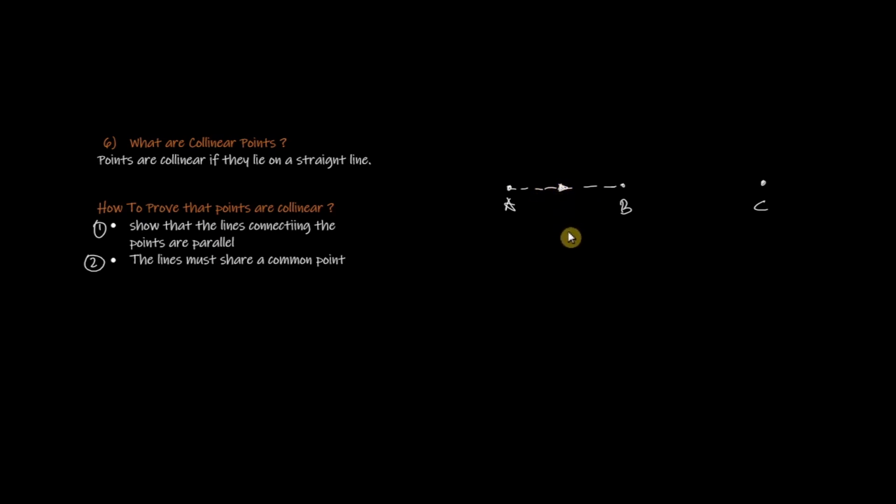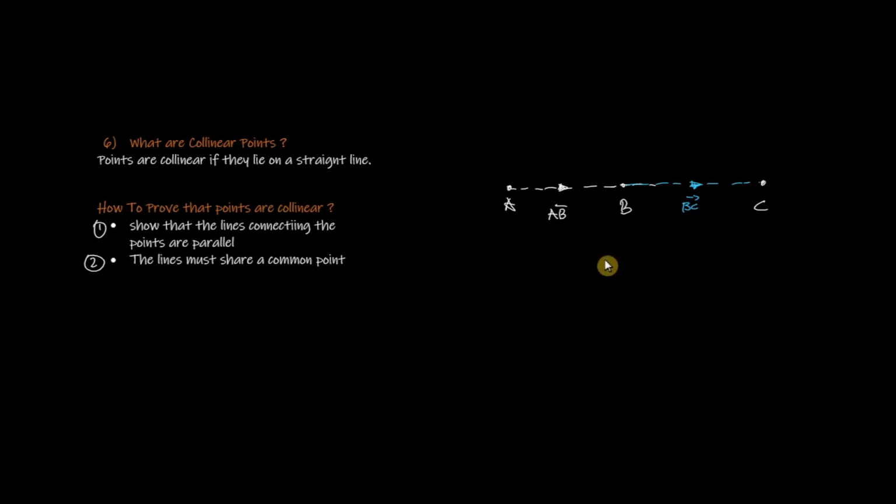A vector is a line connecting 2 points. So I could call this a vector. I could call this vector AB. I could do the same thing for the line connecting B and C. That is also a vector. So I could call this the vector from B to C.